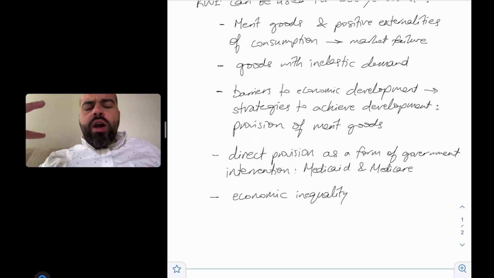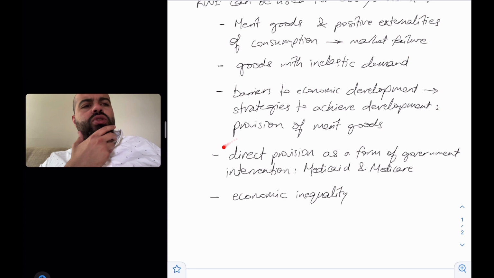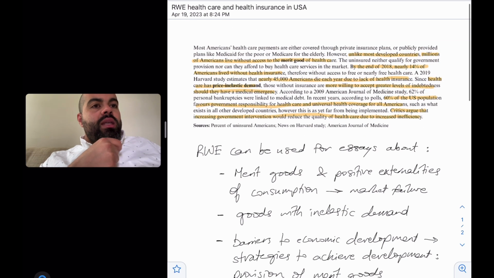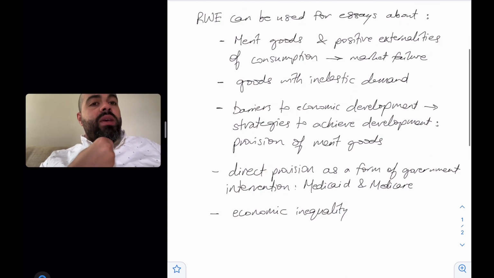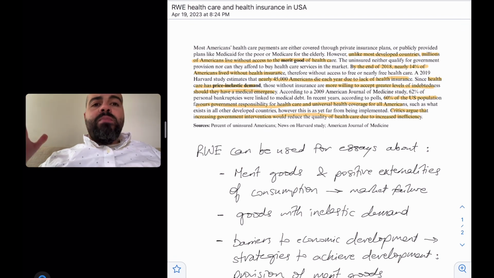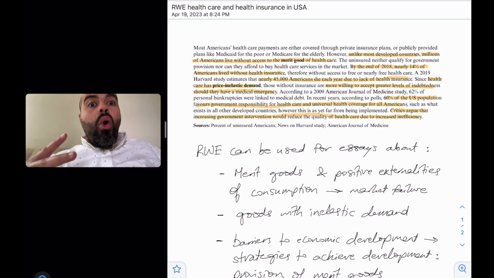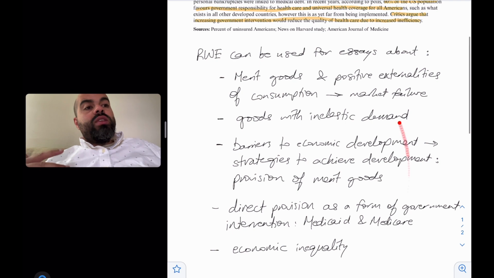You can also use it in an essay where you're talking about direct provision as a form of government intervention. Medicaid provides health insurance for the poor, and Medicare provides health insurance for the elderly. You can use it to also talk about economic inequality. Because of economic inequality, the massive gap between the rich and the poor in the US, millions of Americans cannot afford healthcare or health insurance. So these are all ideas where you can use this real world example.